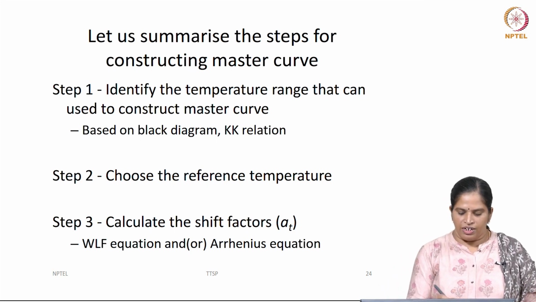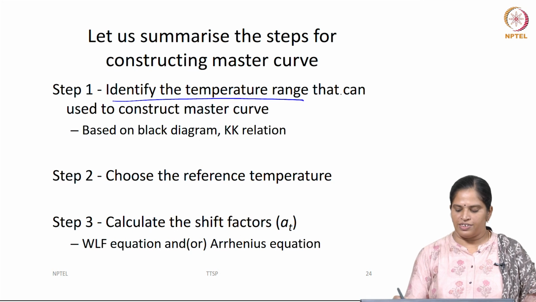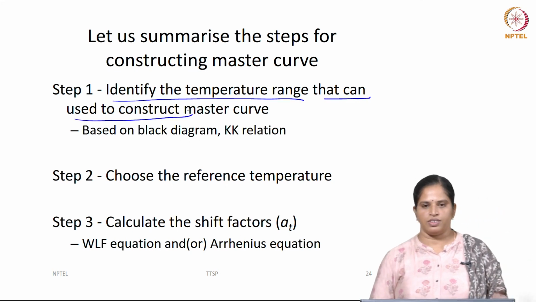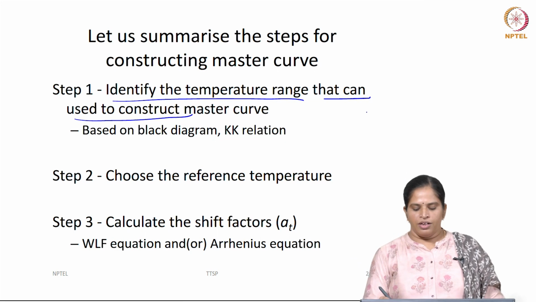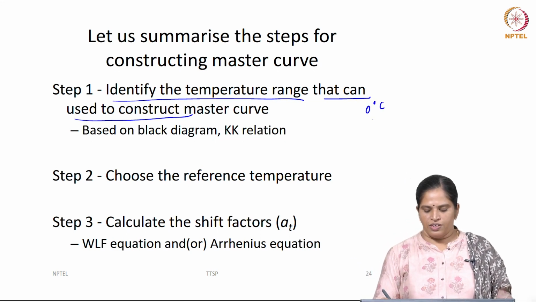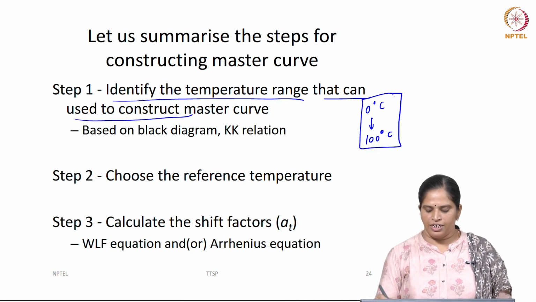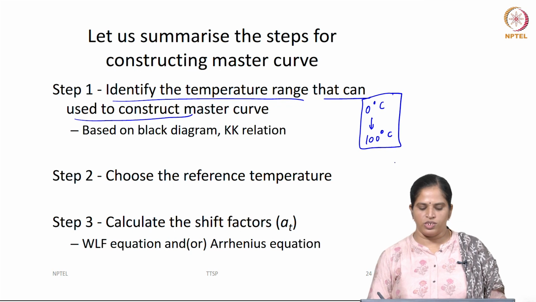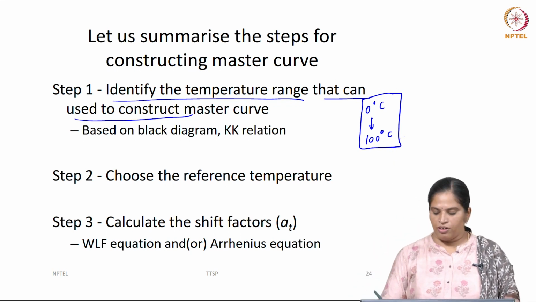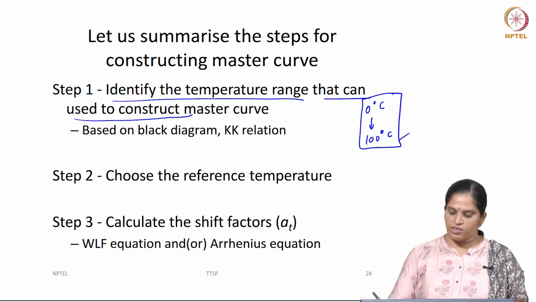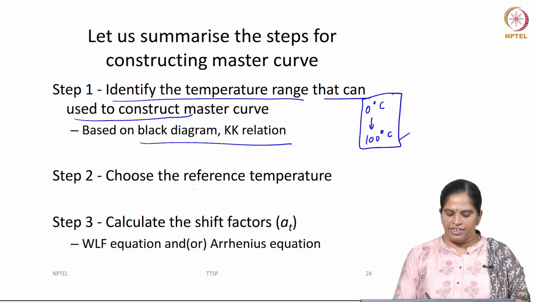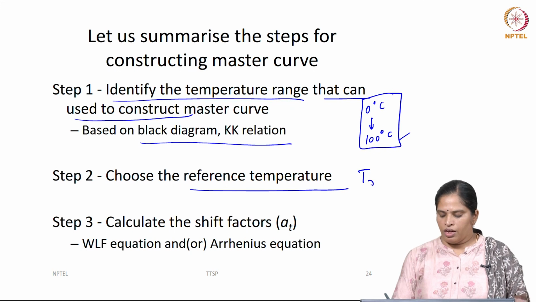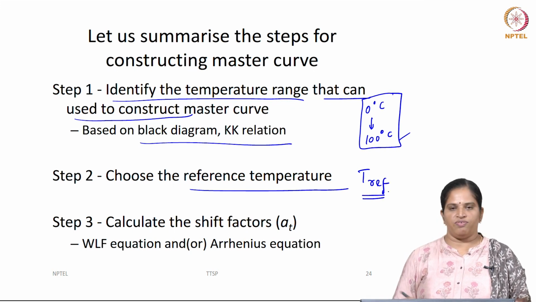Now, with the different sets of data, identify a temperature range that can be used to construct a master curve. You may have data all the way from 0 degrees Celsius to 100 degrees Celsius, but we may not be able to use all the data. You have to check whether you can use it using either a Black space diagram or the Kramers-Kronig relations. So, filter the data using a Black space diagram and the Kramers-Kronig relations. After filtering, select the reference temperature and shift all the data to this reference temperature.